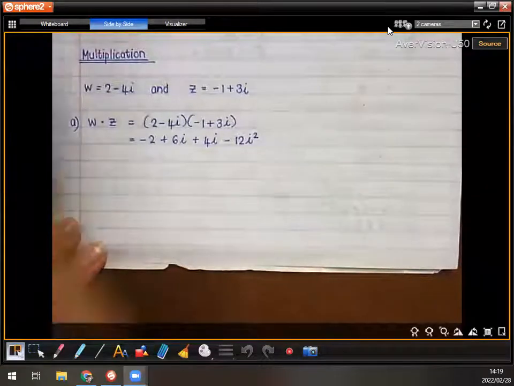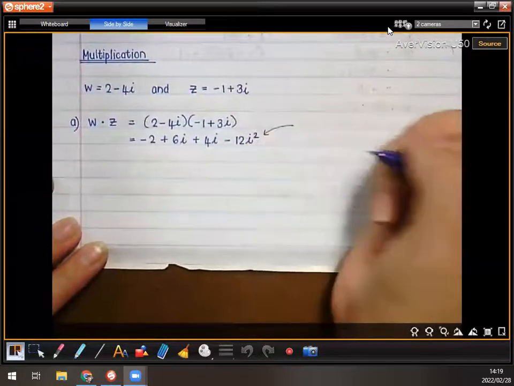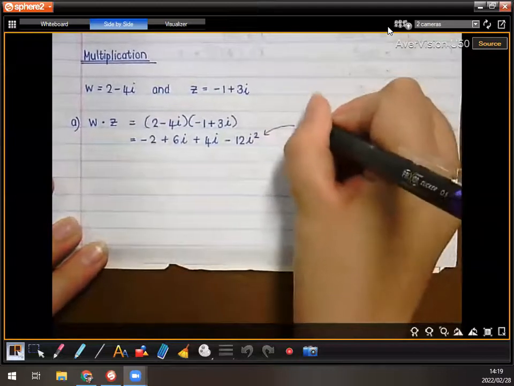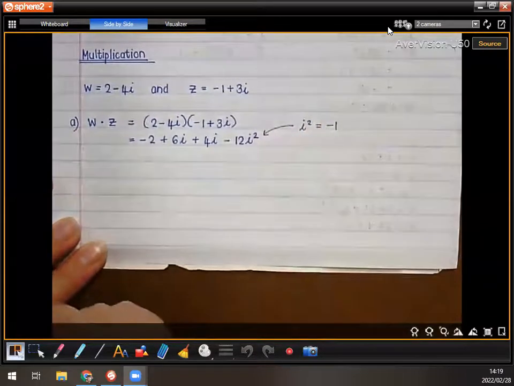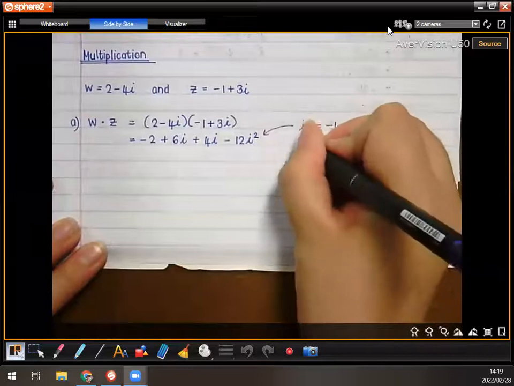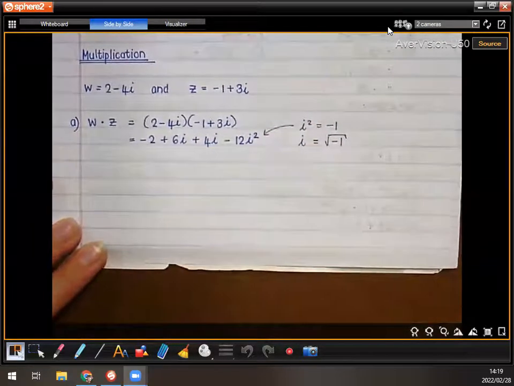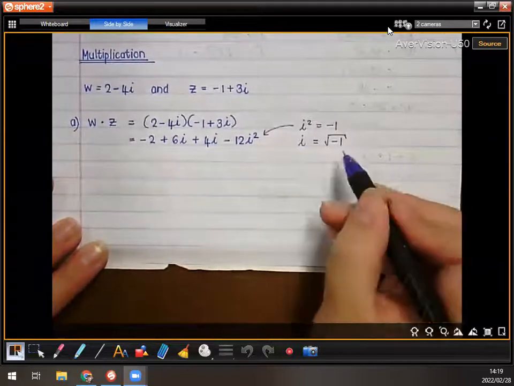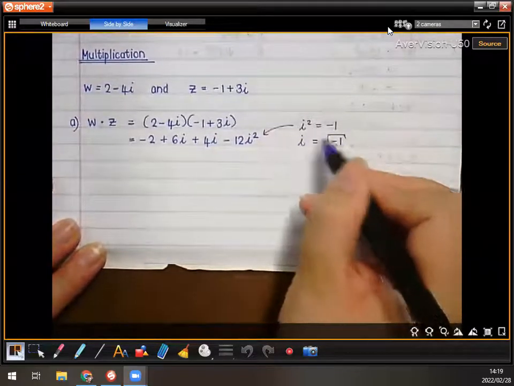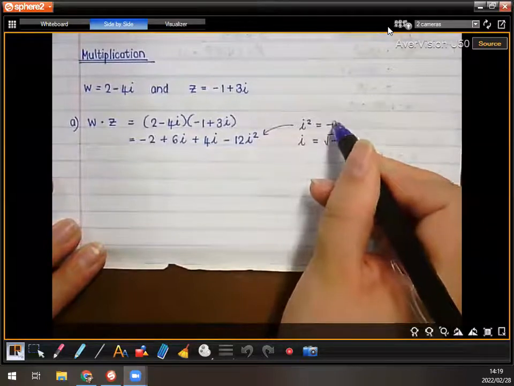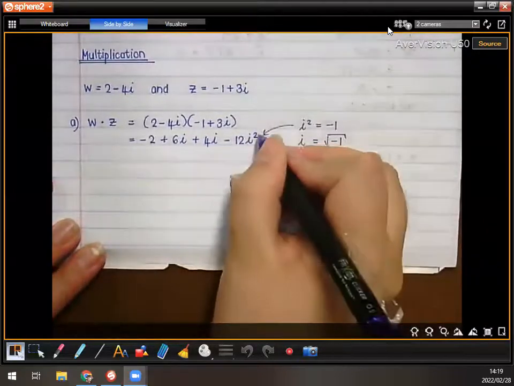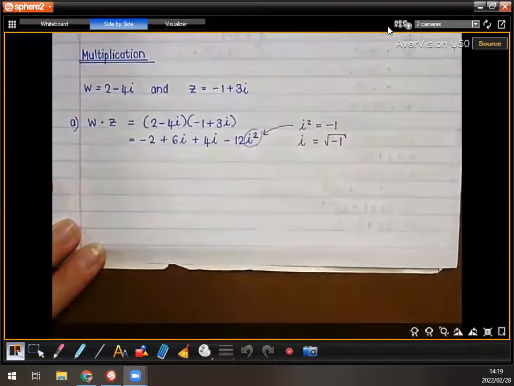Remember, what is i? The square root of negative 1. So what is i squared? Negative 1. Right? It's coming from this. i is the square root of negative 1. That is the definition of i. So now when we square that, we take the square root of negative 1 squared to get negative 1. So guys, whenever you see i squared, you're going to replace that with a negative 1.